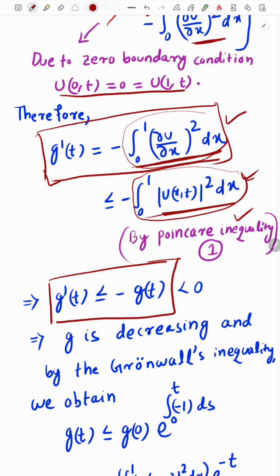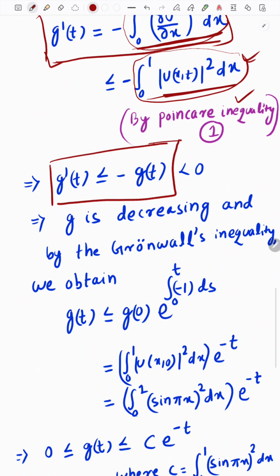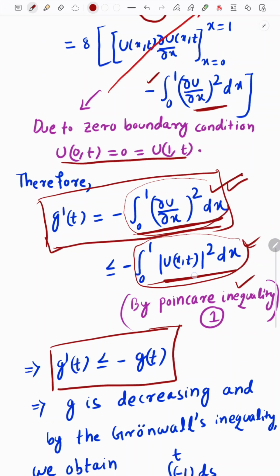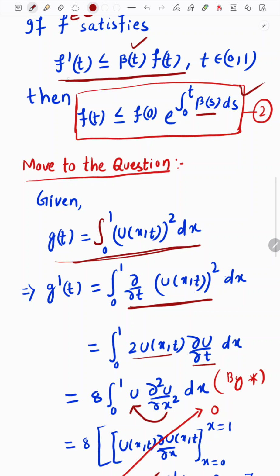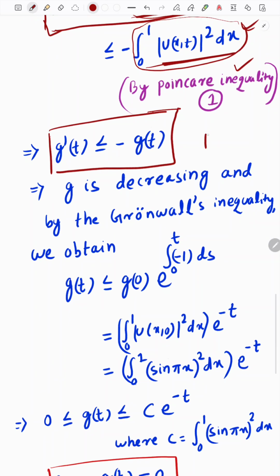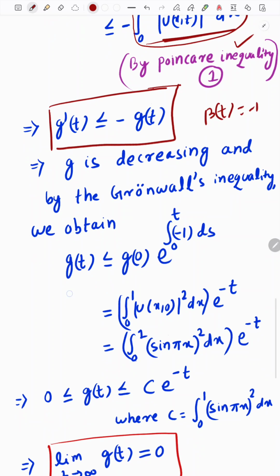After reaching this step I have used this argument that g is decreasing, because g is a non-negative function and minus g is here, so g dash is negative and g is a decreasing function. One can also apply this same argument at this point, which I have applied. Then I reached the Gronwall's inequality setup. Because g dash t is less than or equal to minus g of t, it is looking of this form, f dash t is less than or equal to beta t times f t. Here beta t is equal to minus 1. So we will simply apply the Gronwall's inequality to reach this step.